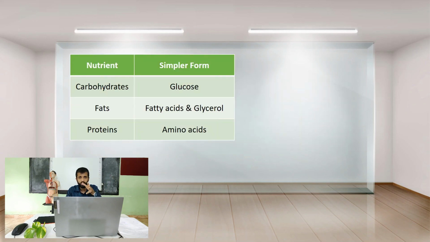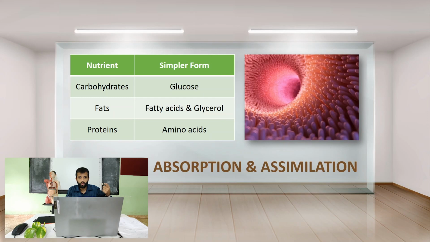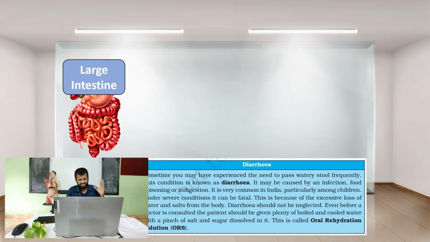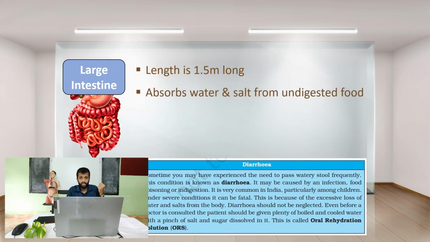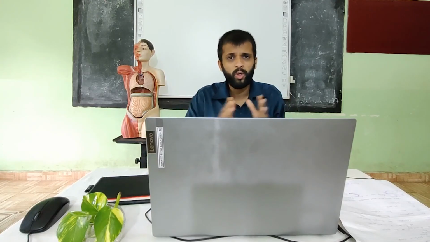Food in the form of nutrients is converted into a simpler form and then it is absorbed by villi. That is called absorption. When it is utilized by different organs of your body, it is called assimilation. Then the food is sent into your large intestine. It is 1.5 meters long. It absorbs water and salt from the undigested food. The undigested food is then sent into the rectum where it is stored and then thrown out through the anus. So I hope you are clear with this entire content.